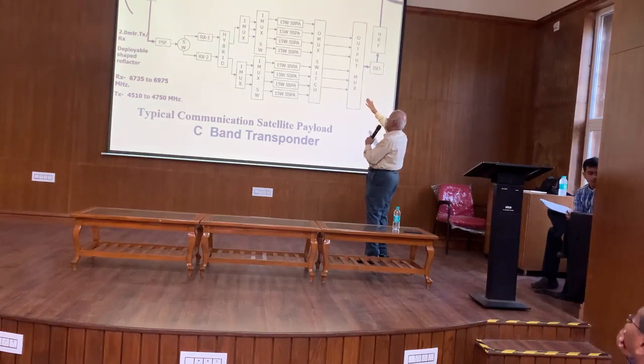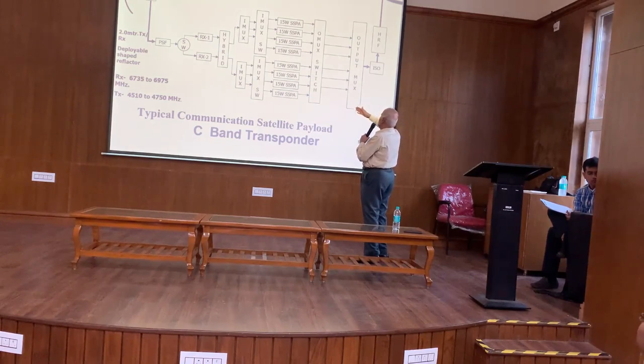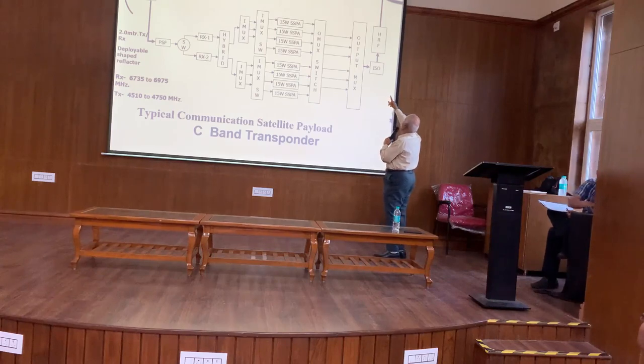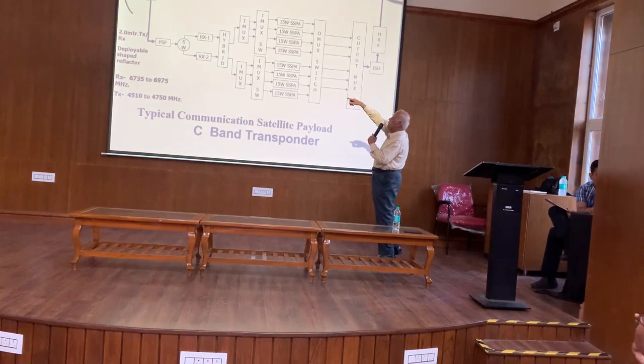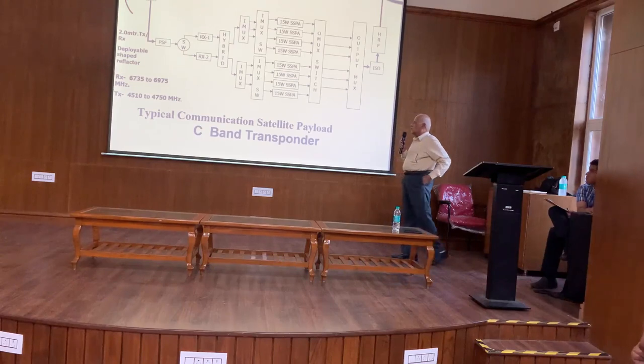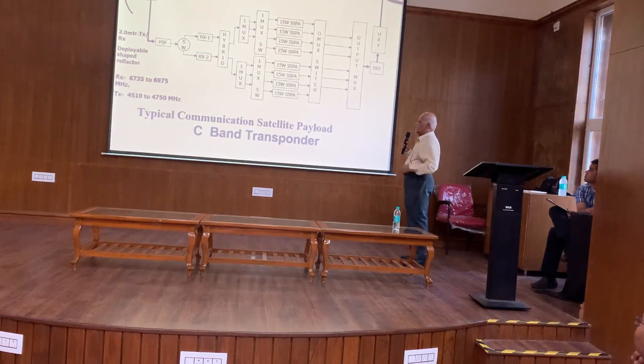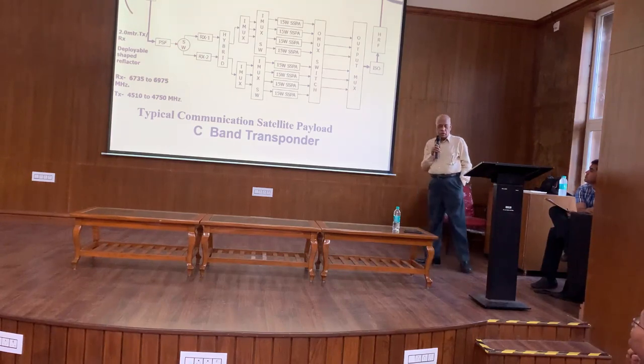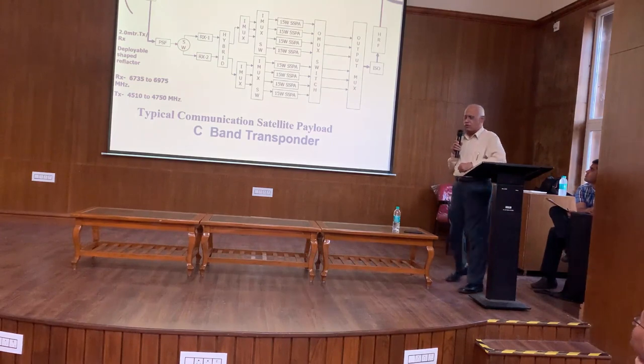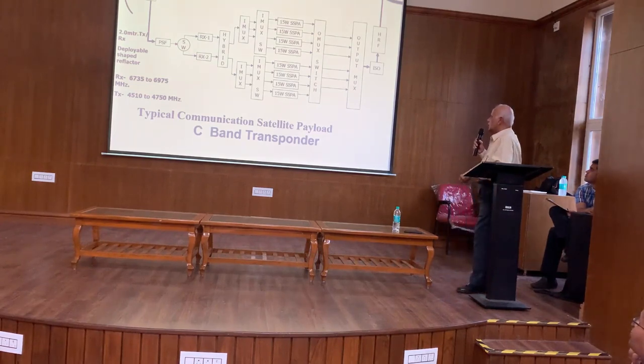After power amplification, it goes to the output mux through a switch, and an isolator. Then through the harmonic reject filter, it goes to the same transmit reflector through the OMT. The uplink from the ground to the satellite is in about the 7 GHz range. The downlink is in the 4.7 GHz range. This is one typical representation of the onboard satellite payload system.